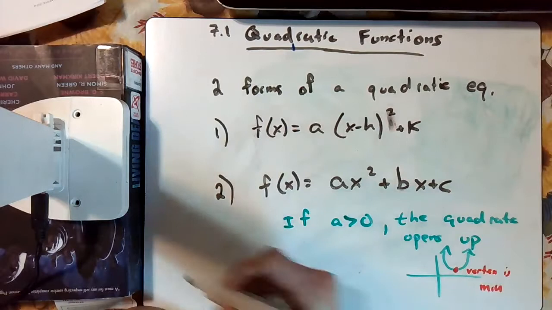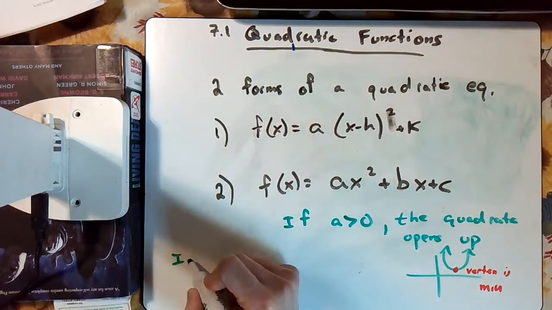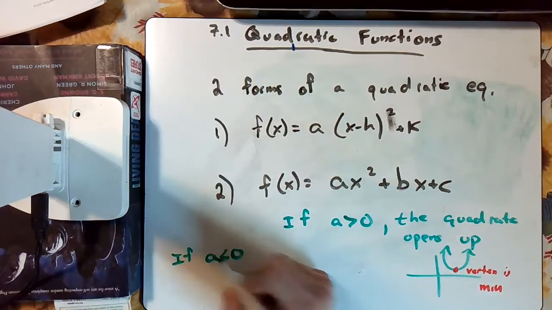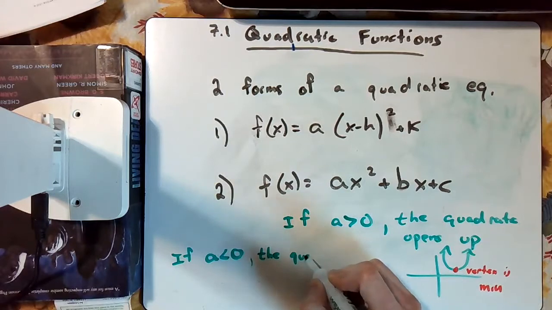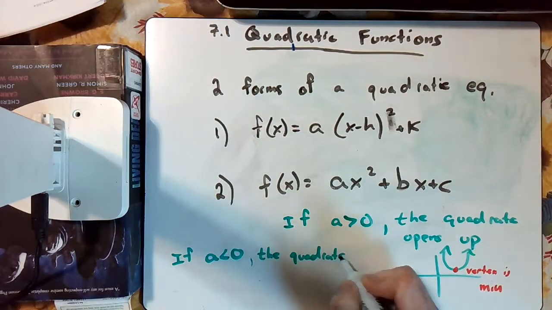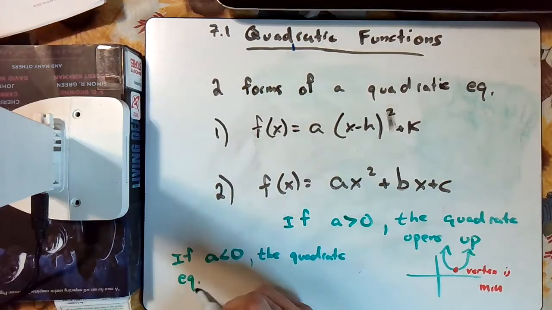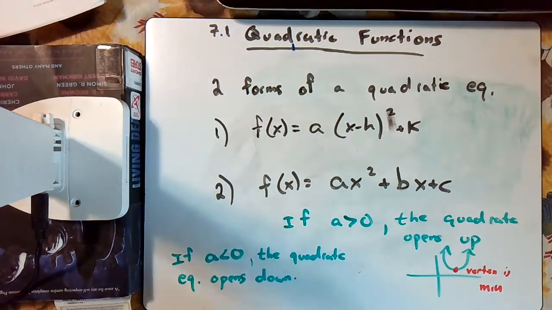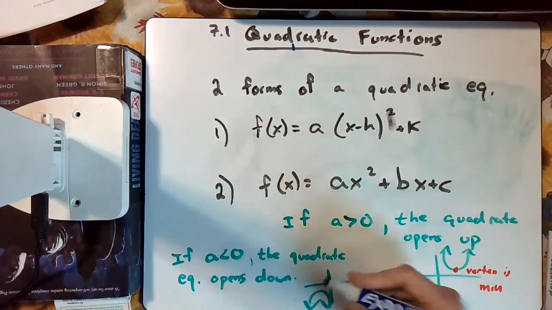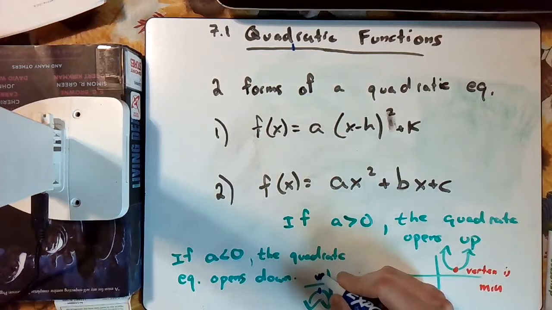Now, what if a is negative? Or if a is less than 0, the quadratic equation or function, EQ stands for equation, opens down. So that means in that instance, we could have something like this. Well, in this instance right here, your vertex, remember that's either the highest or lowest point, would be a max.